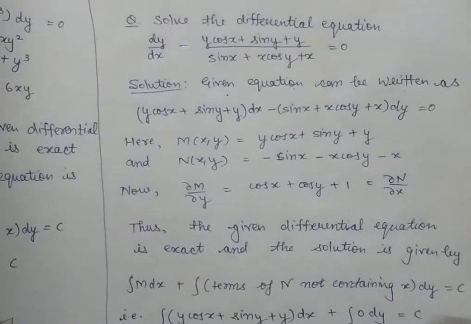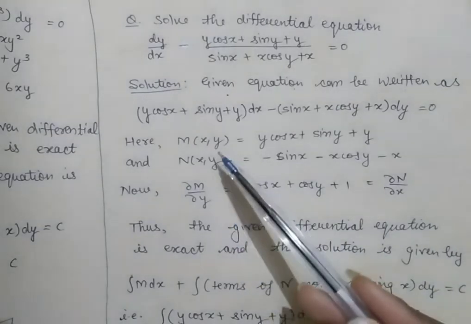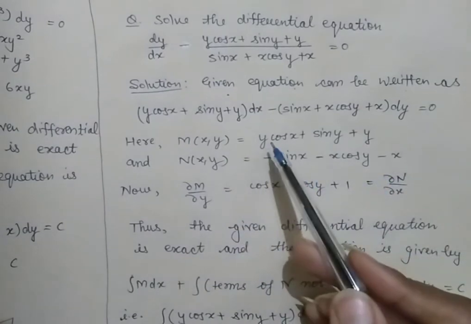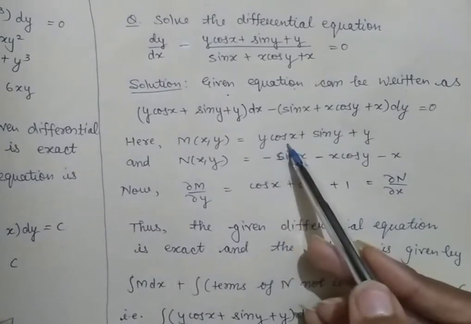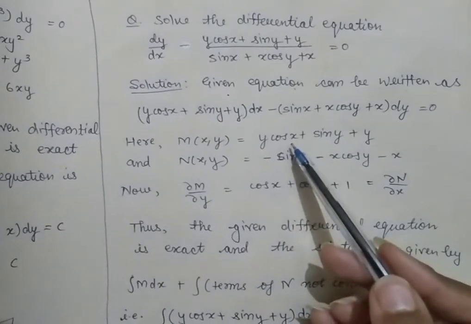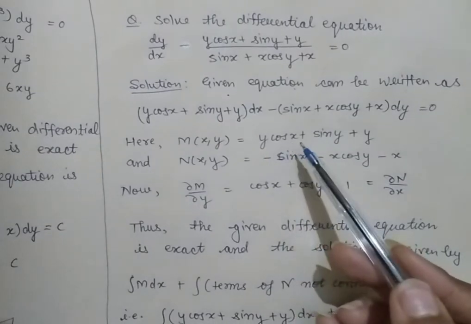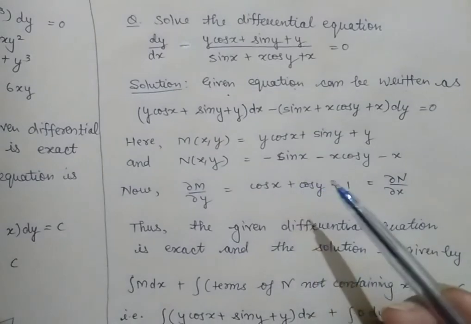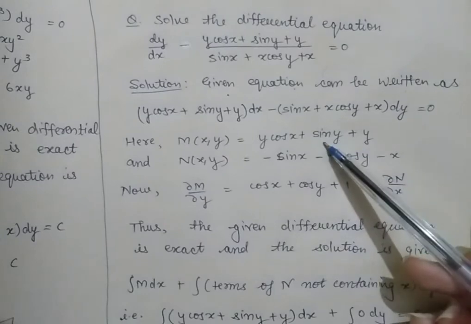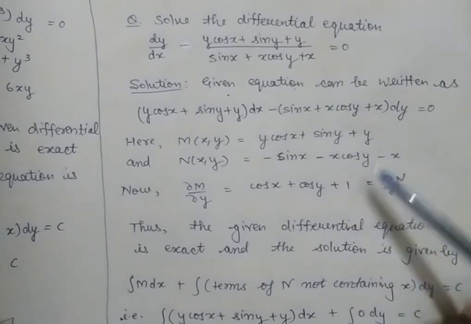Now we will check exactness of the differential equation. For that we will see whether del M upon del y equal to del N upon del x or not. Now we differentiate M with respect to y. In y cos x, if we differentiate y with respect to y, then I am left with cos x, and if I differentiate cos x with respect to y, then I will get 0 because x is constant if we are differentiating with respect to y. Differentiation of sin y is cos y and differentiation of y is 1.